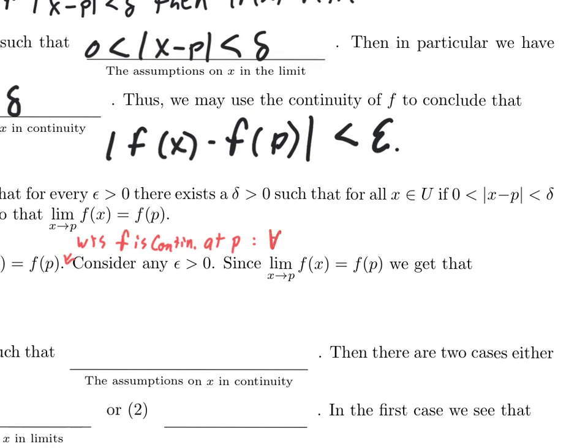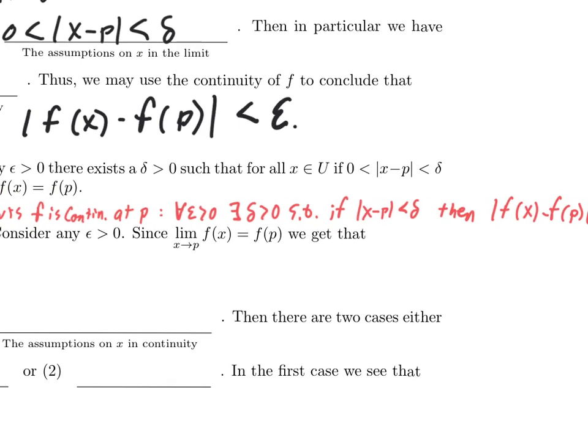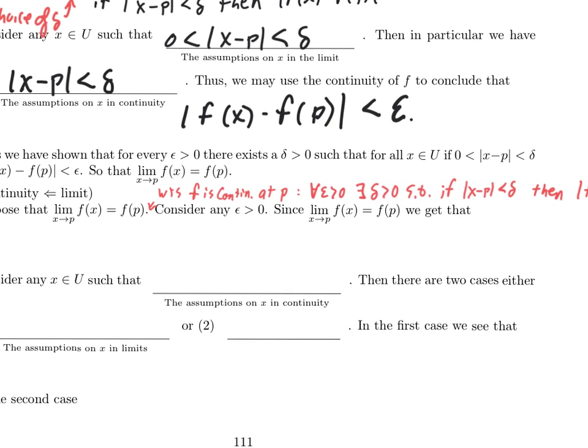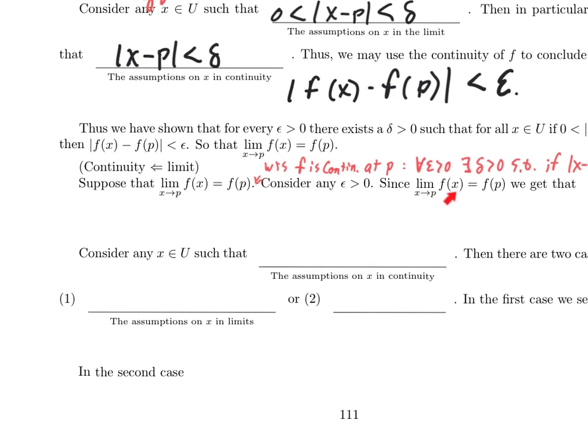That means for every epsilon bigger than 0, there exists a delta bigger than 0, such that if the absolute value of x minus p is less than delta, then the absolute value of f of x minus f of p is less than epsilon. So I want to prove something is true for every epsilon bigger than 0, so I should start by considering any epsilon bigger than 0. The only way I have to get a hold of a choice of delta is using the assumption that the function has a limiting value, that the limit as x approaches p of f of x is equal to f of p. This is the only thing I know about the function. So let's expand that out.